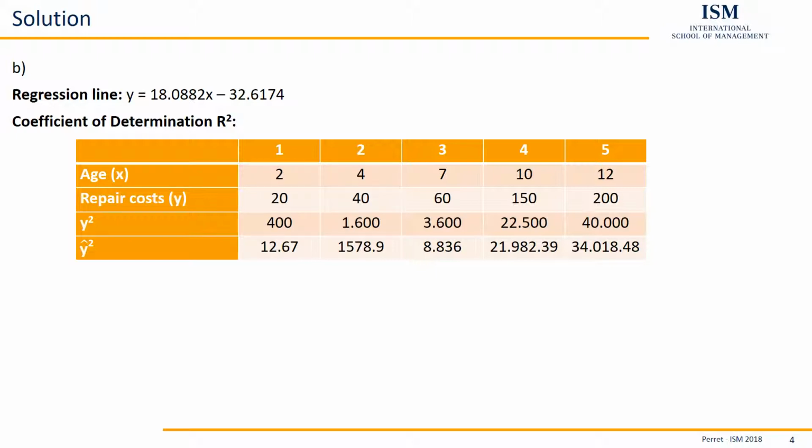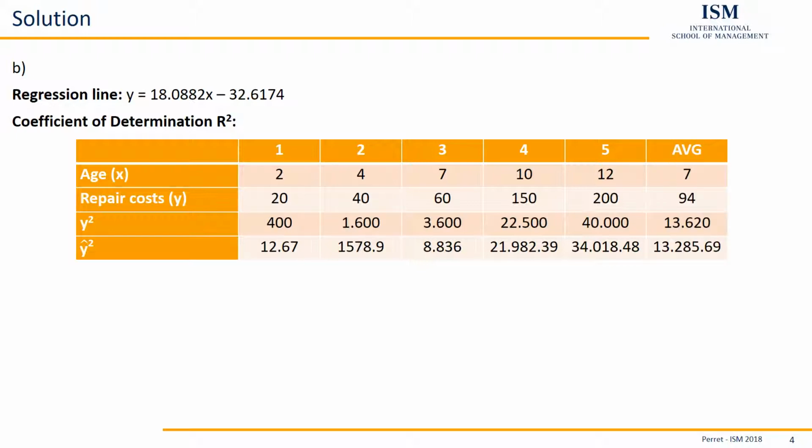So here, what we're going to do instead is calculating y hat squared. Y hat, that's the value we get when we insert x into the regression line. So for the first one, we calculate 18.0882 times 2 minus 32.6174, giving us here 12.67. The same thing we're going to do for the other values here. And always the result we get is squared. Okay, so much for this.